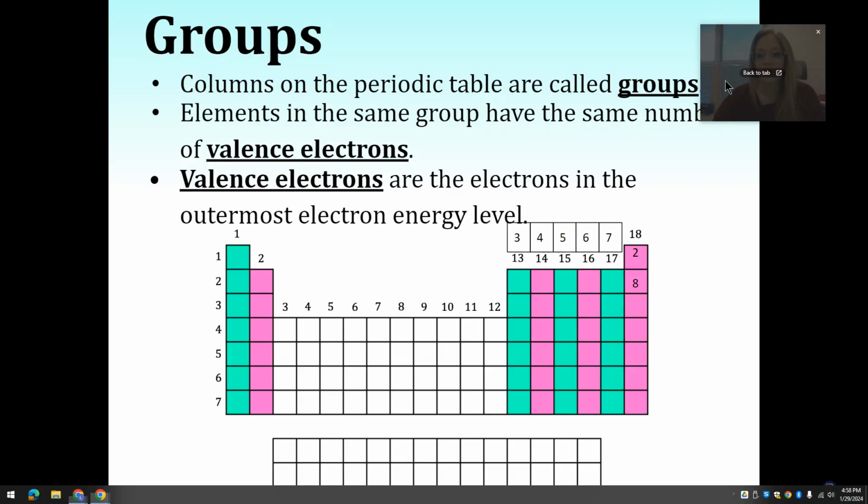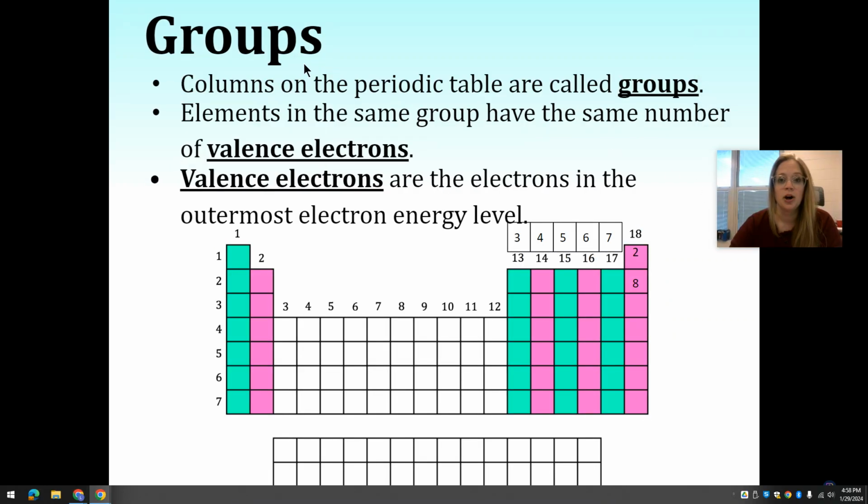Okay, groups, on the other hand, are called families, but we will also call them groups. Elements in the same group will have the same number of valence electrons. We haven't really talked about valence electrons, but we have talked about electrons. This is going to be the number of electrons in the outermost energy level, or the shell or ring, or whatever you want to call it. So everything in group 1 will have 1 valence electron, whereas everybody in group 15 will have 5.